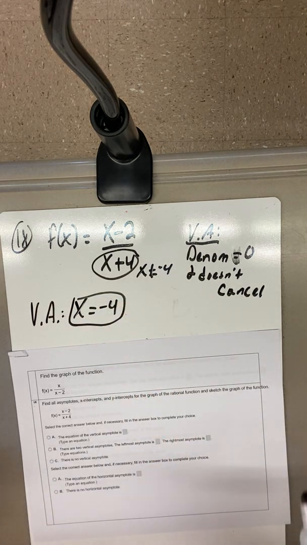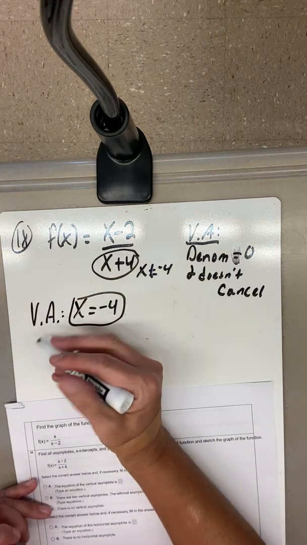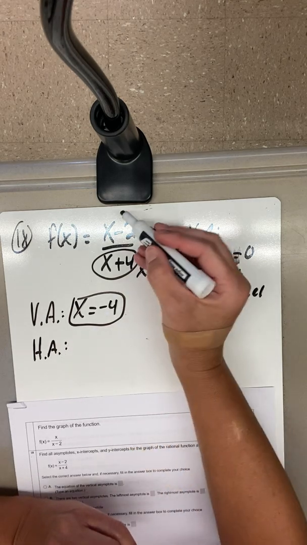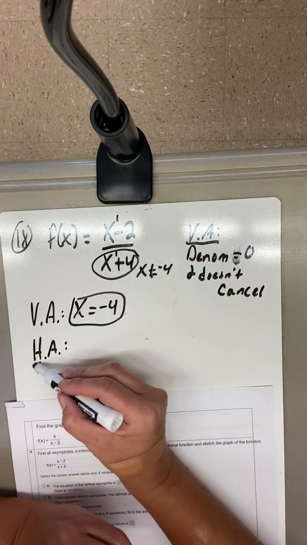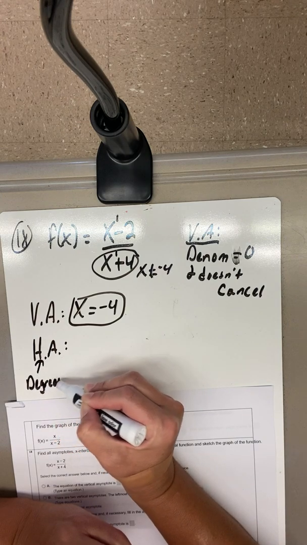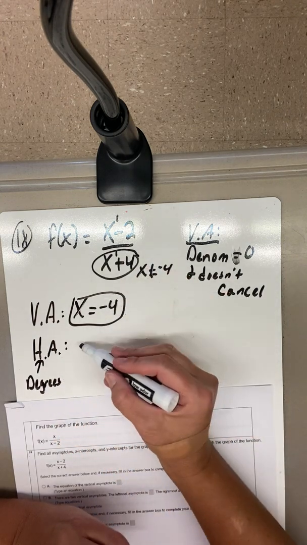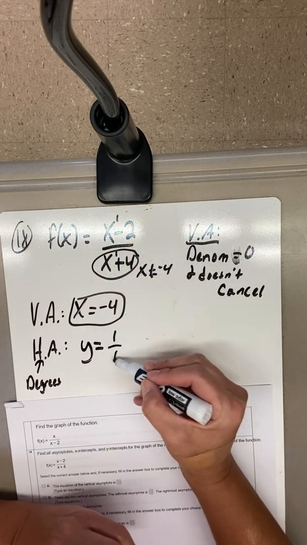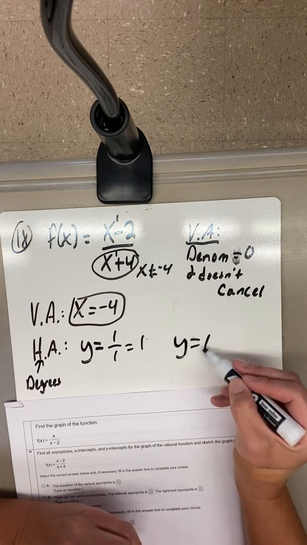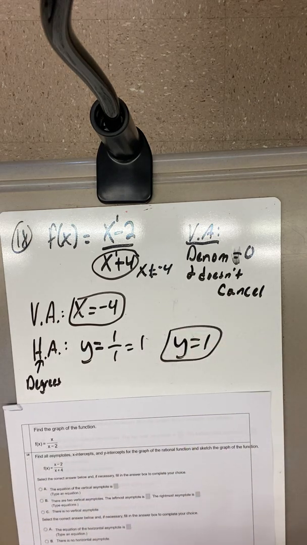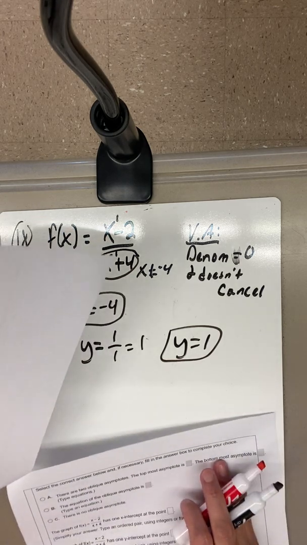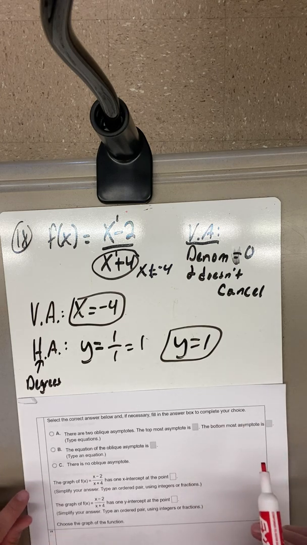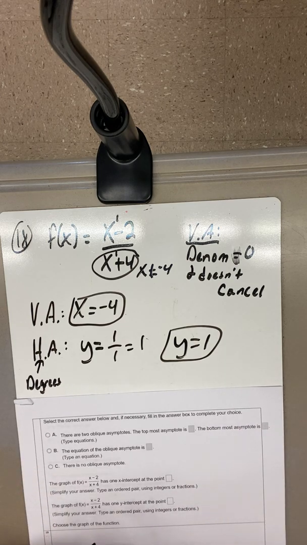It wants horizontal asymptotes. That's where you look at your degrees. The degree of my top is 1 and the degree of my bottom is 1. If your top and bottom are the same, it's going to be the ratio of your leading coefficients. So we have a 1 over a 1, which is 1. So y equals 1 is my horizontal asymptote. There is no slant asymptote for this. They call it oblique. There's no oblique asymptote. And remember, we can graph this on our graphing calculator.